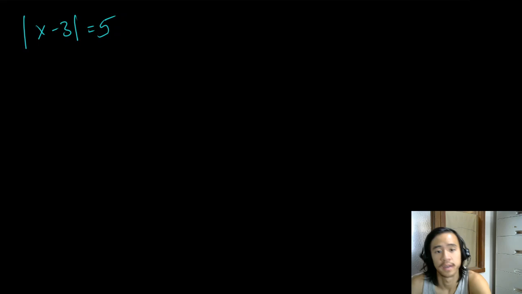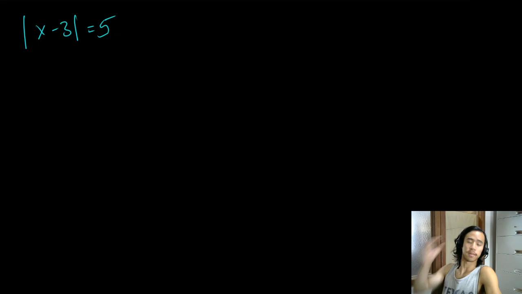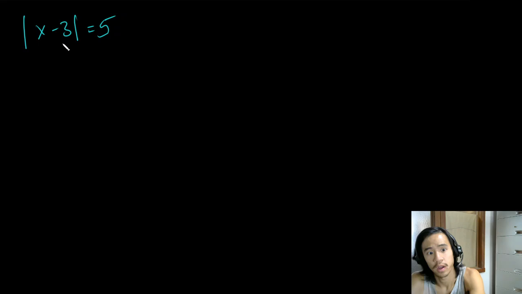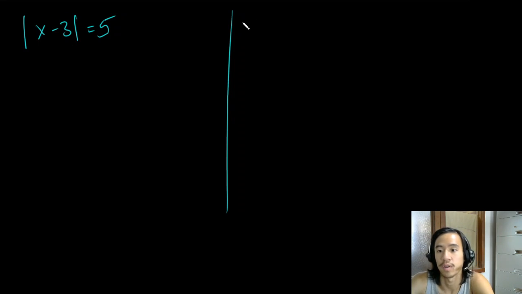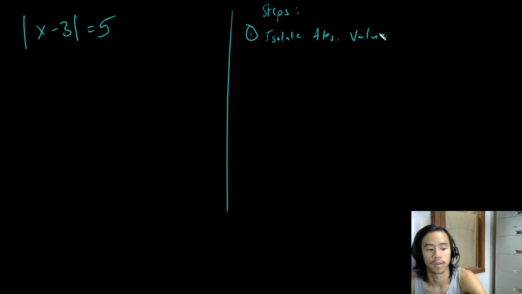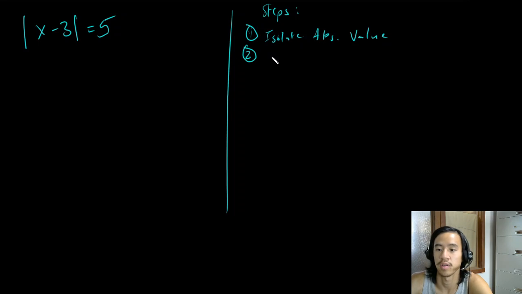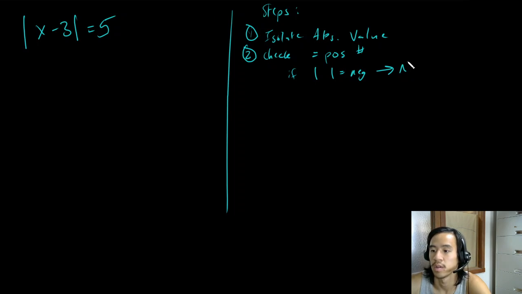Alright, so here's a simple one that will get straight to the point. Basically, when you have an absolute value equation, here, I'll even write steps here just for y'all. First thing you want to do is isolate the absolute value. Next thing you want to do is check if that equals a positive number. If the absolute value equals a negative, then the answer is no solution.